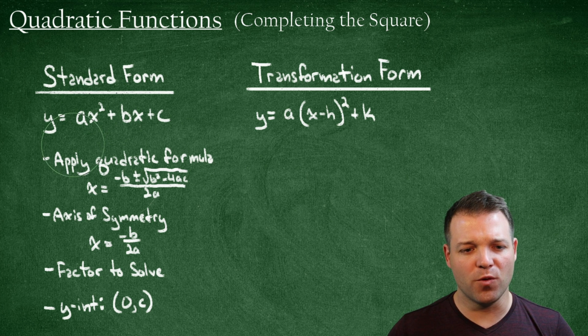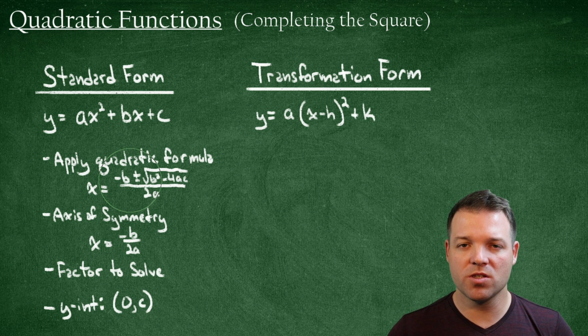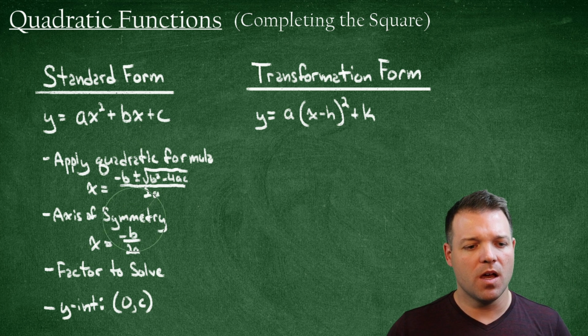For standard form, first of all, we can apply the quadratic formula, which students spend a lot of time memorizing and practicing. x is equal to the opposite of b plus or minus the square root of b squared minus 4ac, all over 2a. As long as we have ax squared plus bx plus c, we can apply the quadratic formula to solve for the roots of the quadratic, which are the x-intercepts. So where does it cross the x-axis?